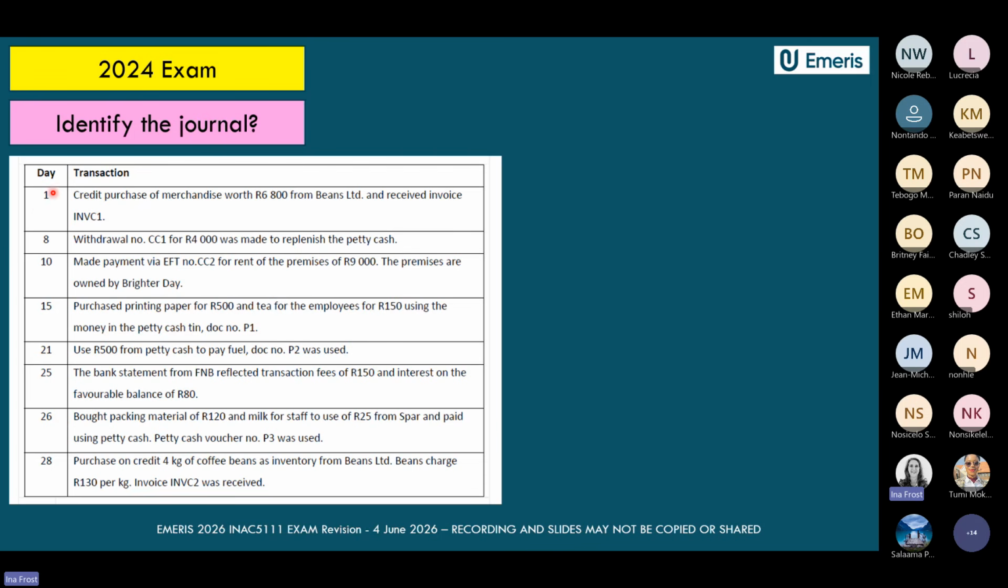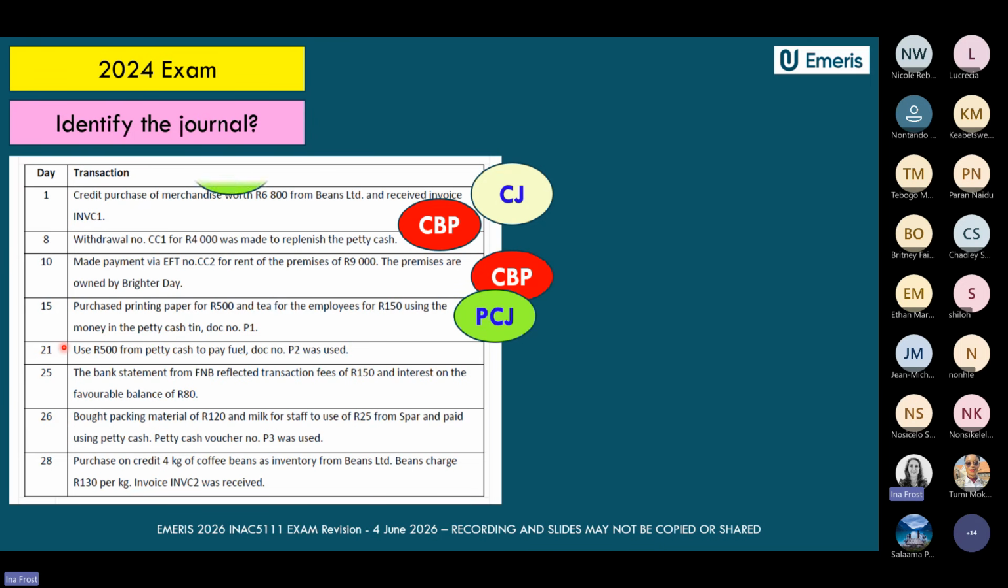So on the first, we have a credit purchase. So a credit purchase will be recorded in the creditors journal. Next up, we have a cash withdrawal. So a cash withdrawal, then, cash book payments. On the 10th, we make a payment via EFT. Immediately we know that is cash book payments. We buy some printing paper and we take money from our petty cash. So that will be petty cash journal. We make a second payment from petty cash on the 21st, petty cash journal.